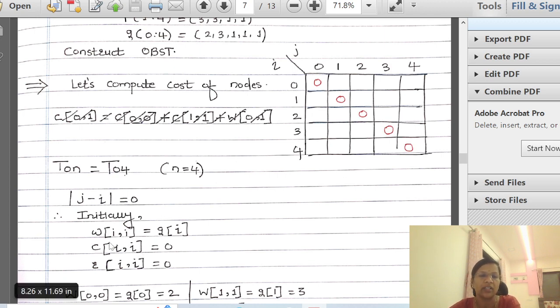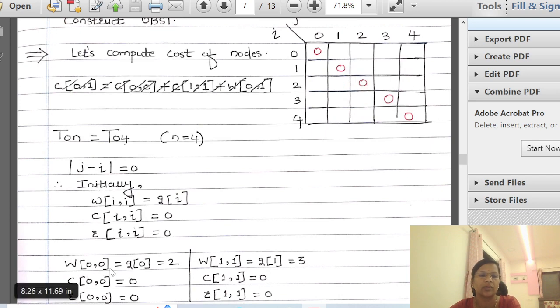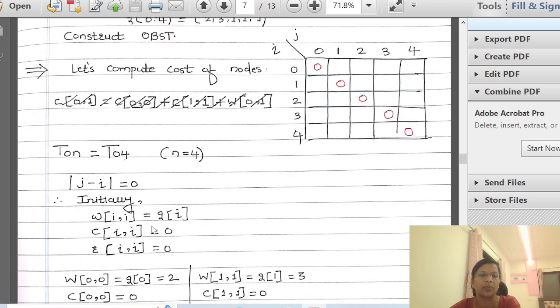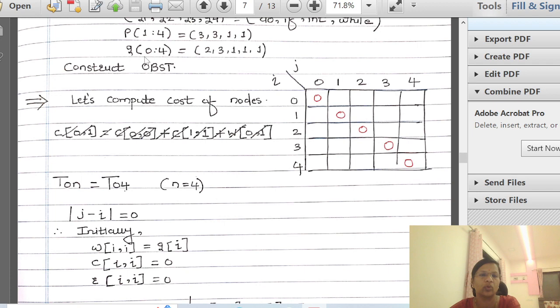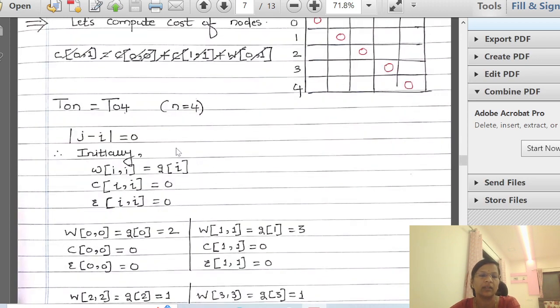And cost and root values will remain 0 when the absolute difference of i and j is 0. So here W of 0 0 would be equal to Q of 0. We can see here Q of 0 is 2, Q of 1 is 3, Q of 2 is 1, and likewise Q of 4 is 1. These values are already given in the problem statement, and the same values we have to assign.